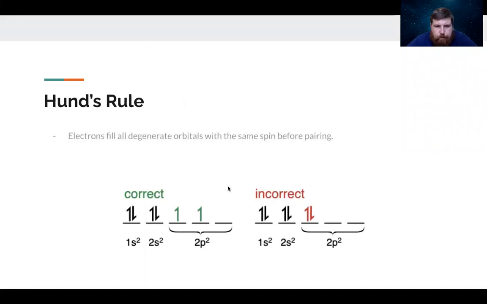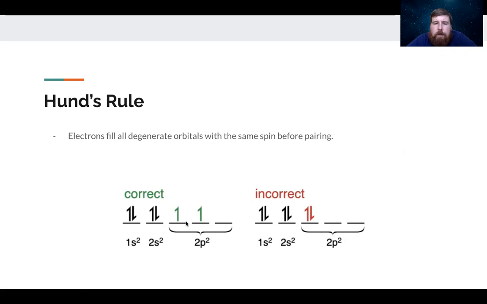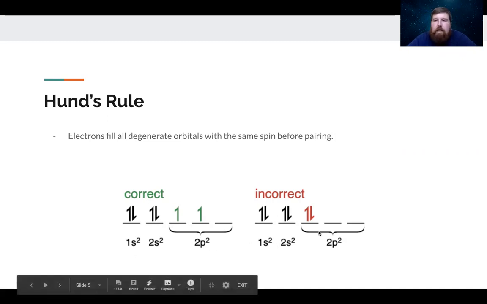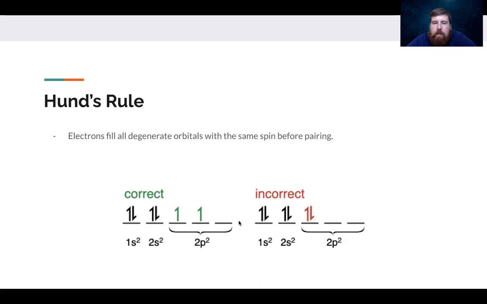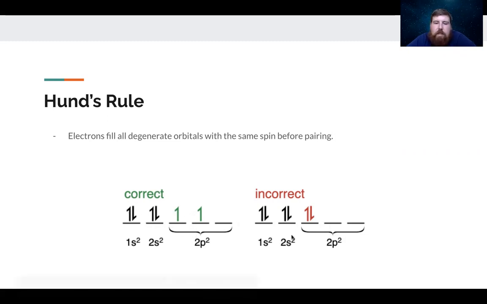So Hund's rule. Hund's rule states that electrons fill all degenerate orbitals with the same spin before pairing. So this is what I was saying before, where you go up, up, up, down, down, down. Notice that the one on the left is the correct way of drawing the orbital notation for, would this be carbon, because there's 6 electrons, and the one on the right would be incorrect.